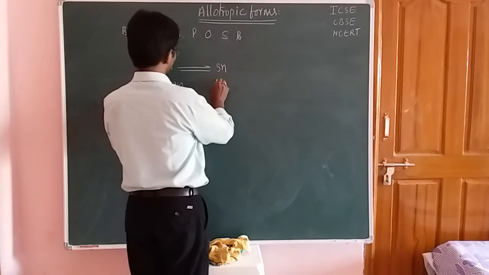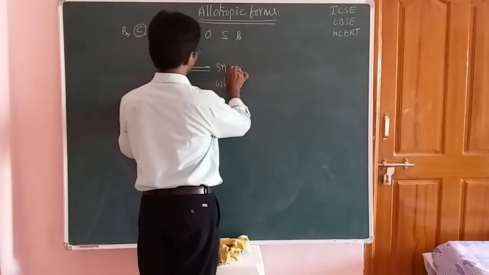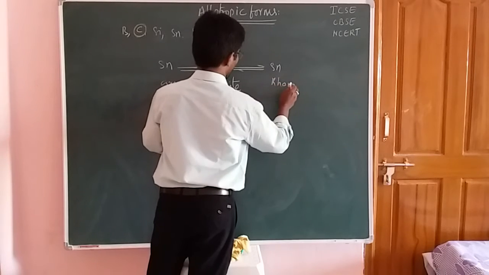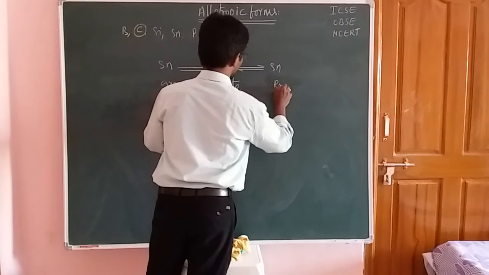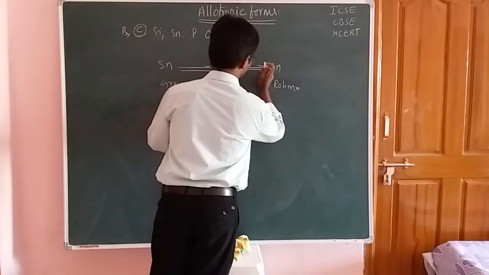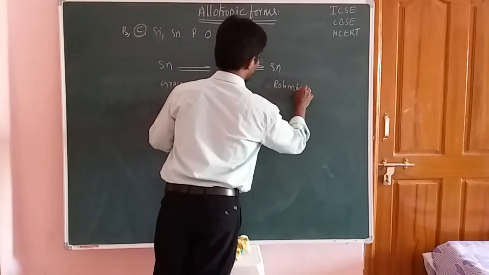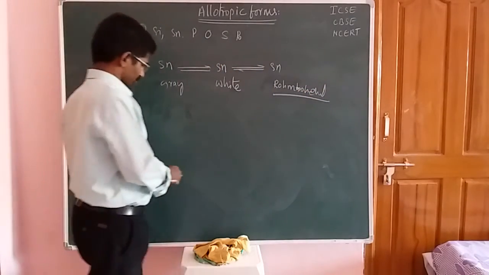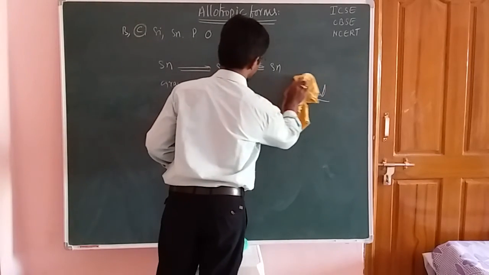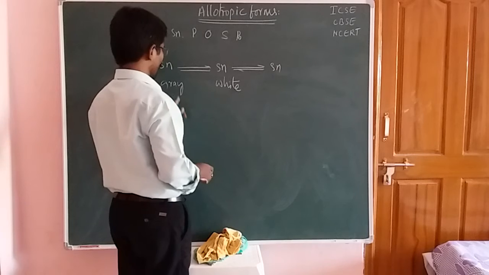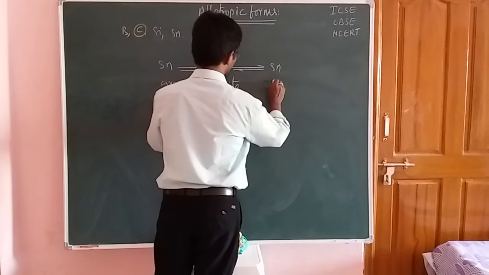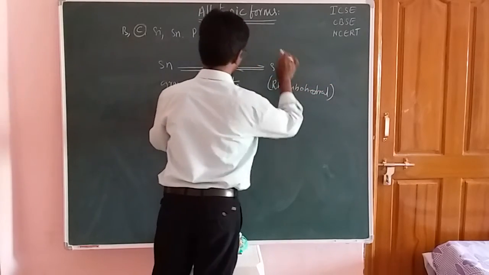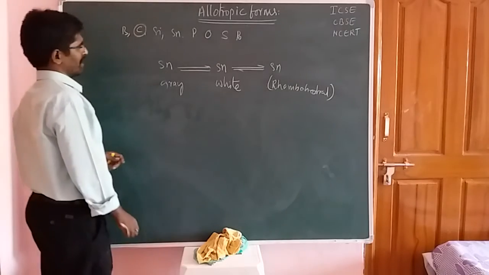Now this one exists in the white allotropic form, and then tin in the rhombohedral form. Gray, white, and next the rhombohedral allotropic forms. So these are the allotropic forms of the tin element.